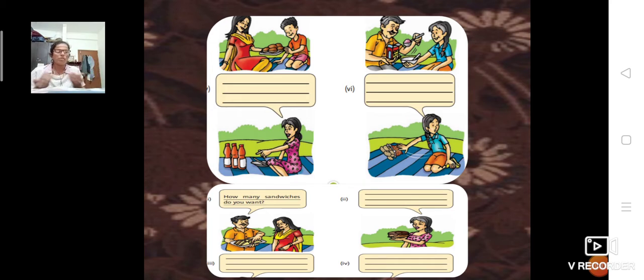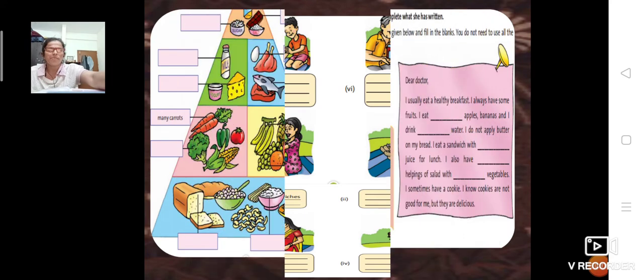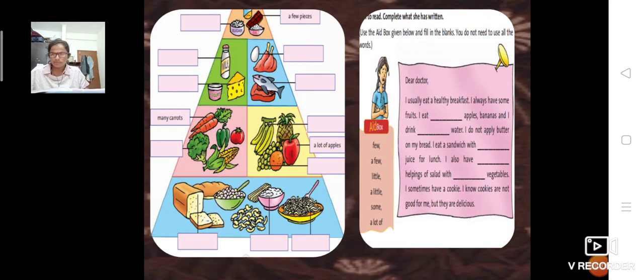Okay, by seeing the picture only you can tell what dialogues you have to put in those particular blurbs. Okay, shall we move on, children? Yes, here it is. So we can see a pyramid there. In the pyramid we have nutritious food, but you have to use the quantifiers because she has shown it with the arrow mark. Okay, which quantifiers you have to use, you have to write down there. So I am going to start from the right side of the pyramid. Okay, then we'll go this way.